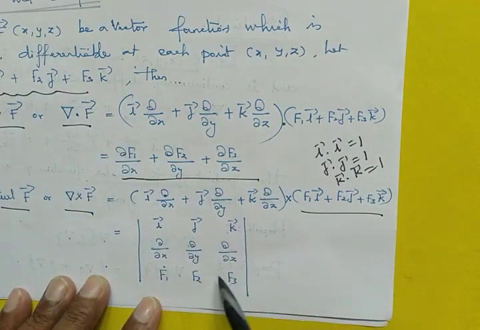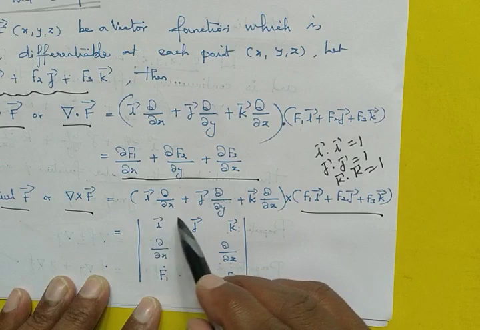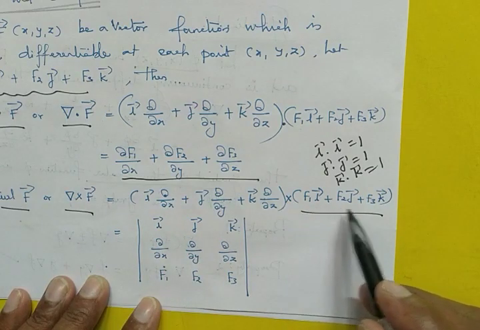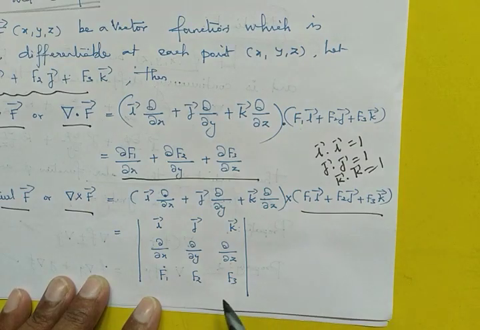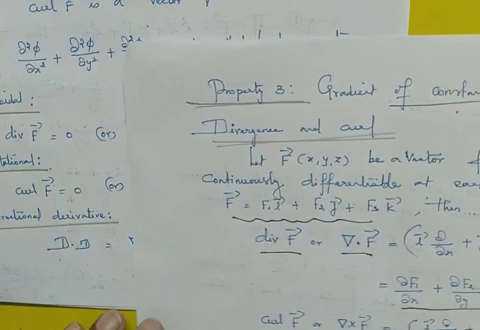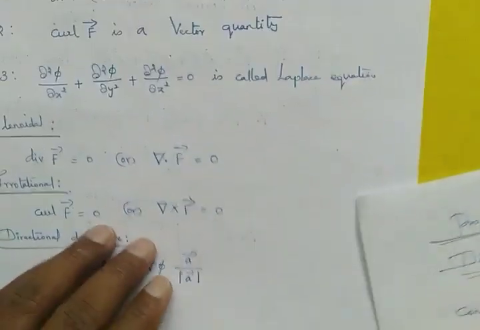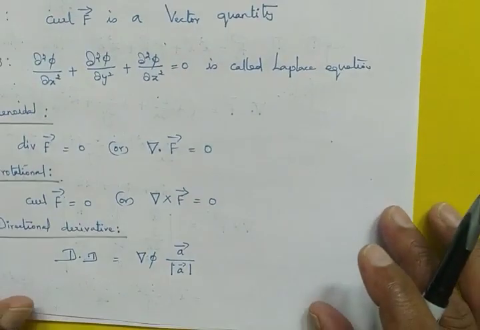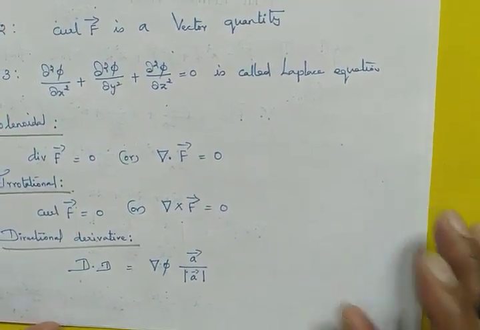Now we write it in the determinant form: i, j, k in the first row, dou by dou x, dou by dou y, dou by dou z in the second row, and the coefficients f1, f2, f3 in the third row. We expand this determinant, which gives the result of curl f vector. So divergence means dot product, curl means cross product.